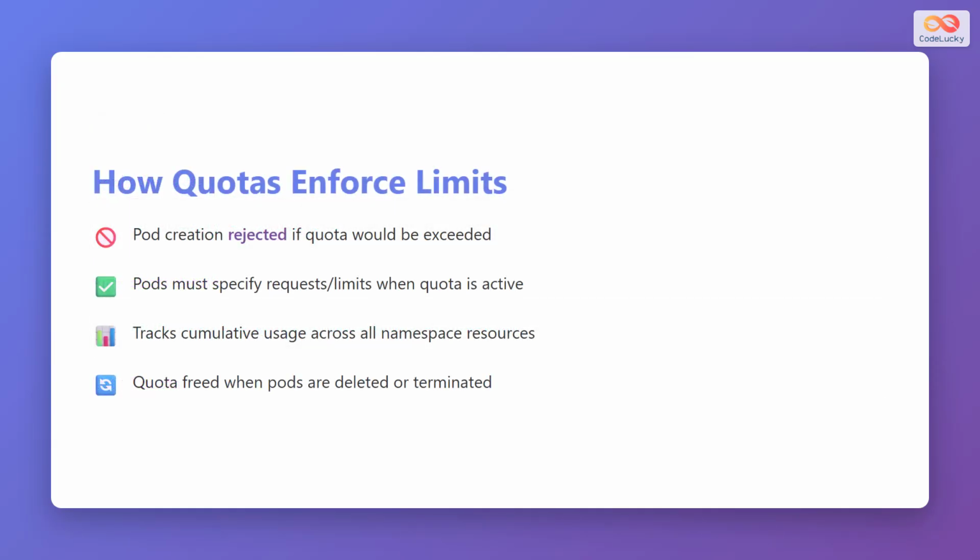Resource quotas enforce limits through the Kubernetes admission controller. When someone tries to create or update a pod that would exceed the quota, the request is immediately rejected with an HTTP 403 forbidden error, and a clear message explains which constraint was violated. An important requirement is that when quotas are active for CPU or memory, every pod must specify resource requests and limits. Without these specifications, the quota system will reject pod creation to maintain accurate tracking.